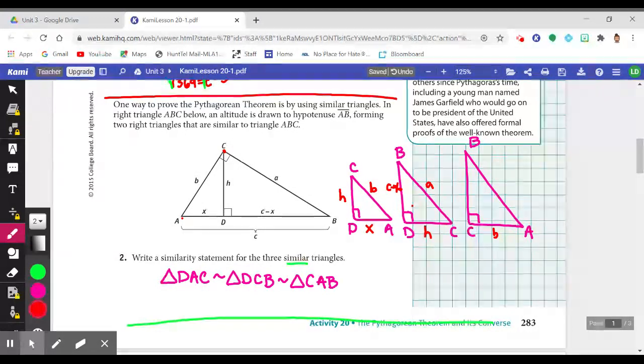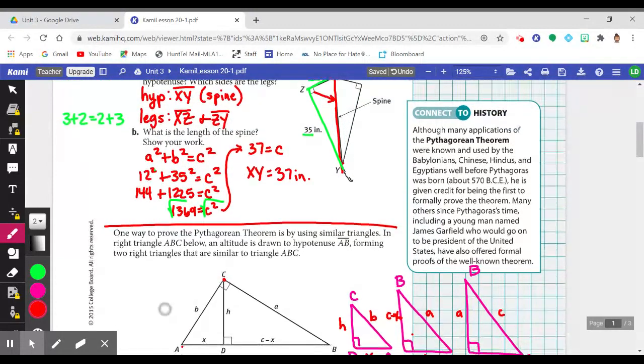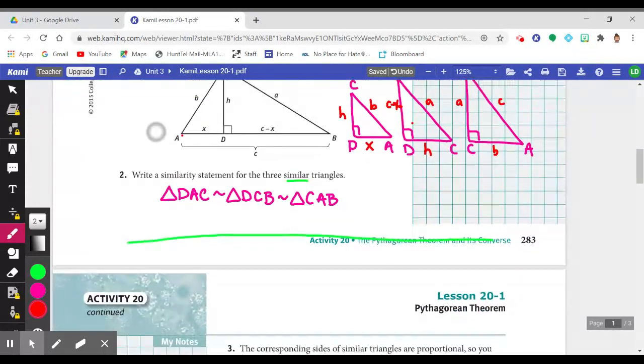CB, again, is lowercase a, just like we saw here. So again, the hypotenuse of the medium triangle is actually the longer leg of the largest triangle. And last but not least, C is our hypotenuse. This is also how we utilize A, B, and C back in our first exercise. So now let's press on.